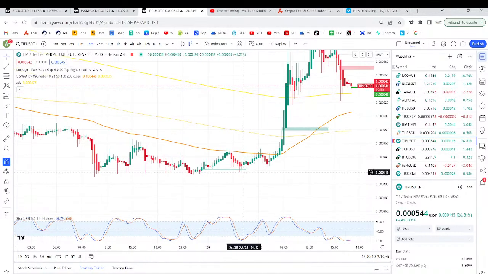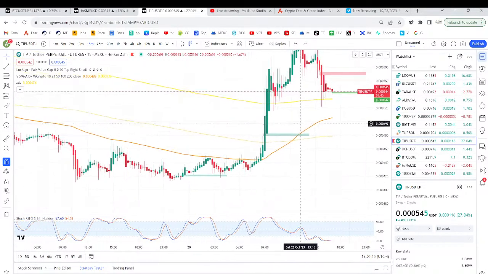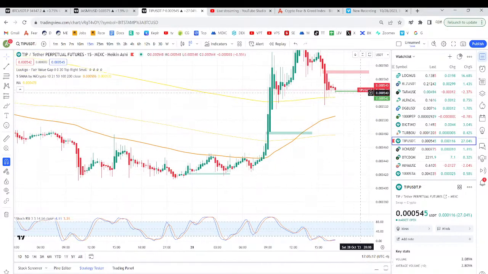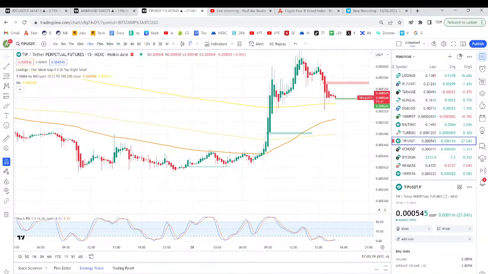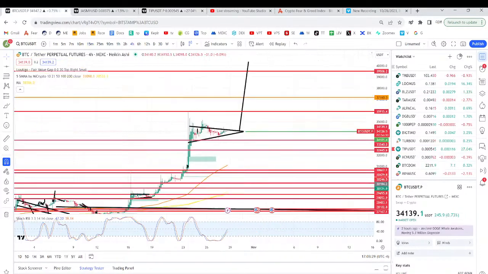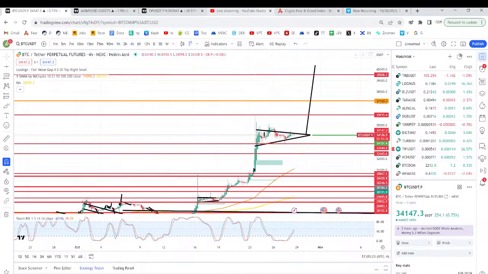You also have another fair value gap down here all the way down at 42. So there's a chance it really dumps down to 42, because it pumped really fast, it could dump really fast as well. So this is just my trade idea for the day, and then obviously that's my trade idea for the week on Bitcoin.